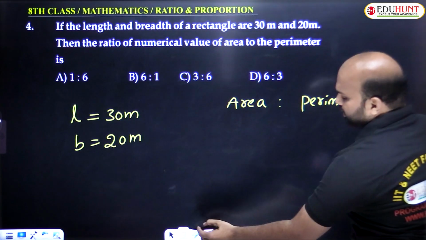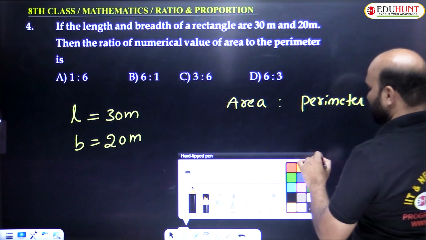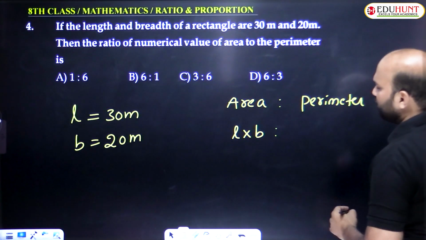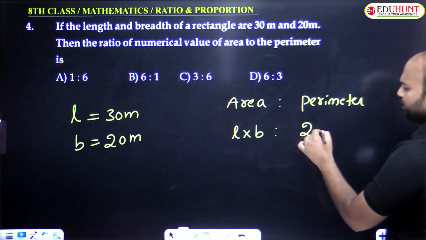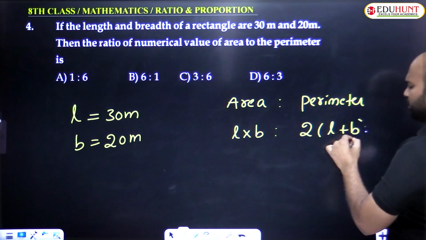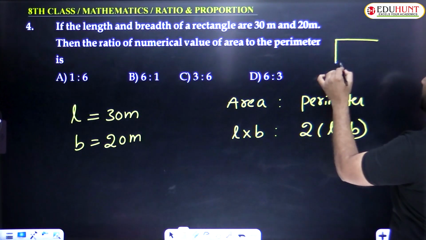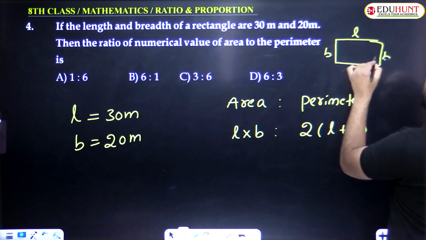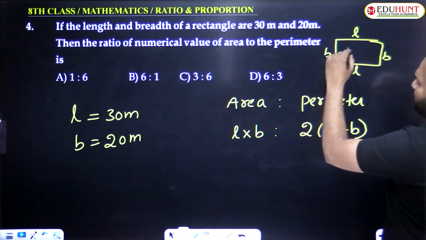So you just recall those formulas. What is the area of a rectangle? L into B. This is the formula. What is the perimeter formula? Perimeter of a rectangle is 2 into (L plus B). In a rectangle, opposite sides are equal, so there are 2 lengths and 2 breadths. What is the perimeter? 2L plus 2B. Area is nothing but LB.